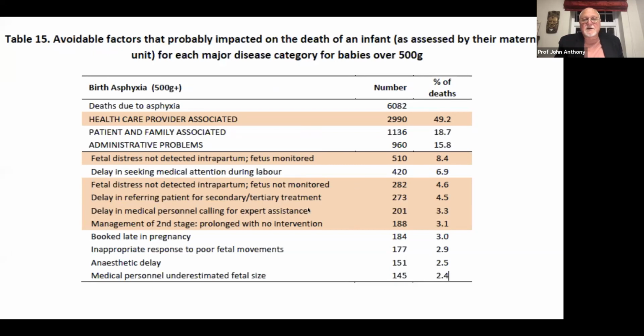And here you'll see in this table, the management of the second stage of labor prolonged with no intervention. Second stage of labor is a big problem. And it's why we increase the frequency of fetal monitoring in the second stage of labor from every half an hour, as it is in the first stage, to after every 5 minutes or after every second contraction during the second stage of labor, because it is so problematic.